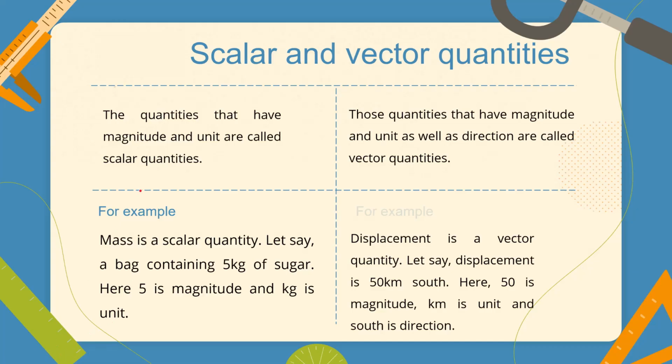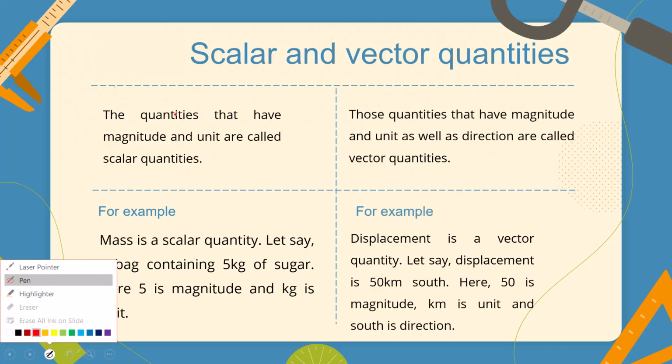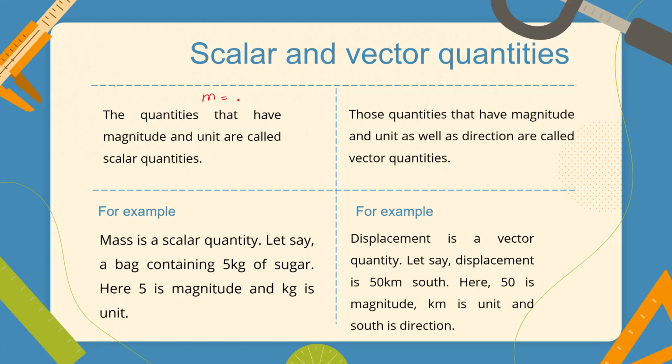Suppose the mass of any brick is 2 kg. Is this mass a scalar quantity or vector quantity? Mass is a scalar quantity because here you can see 2, a numerical value which is basically the magnitude, and kilogram is the unit. So scalar quantities have only magnitude and unit. That's why mass is a scalar quantity.